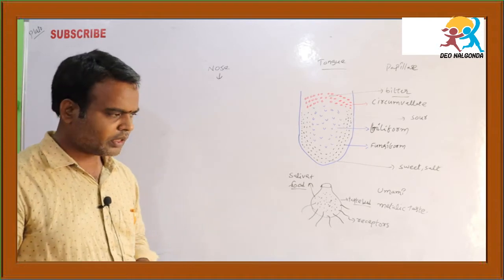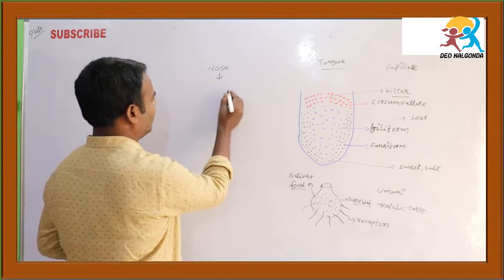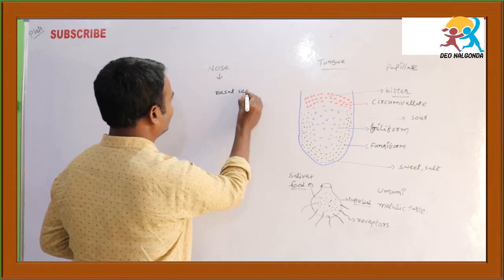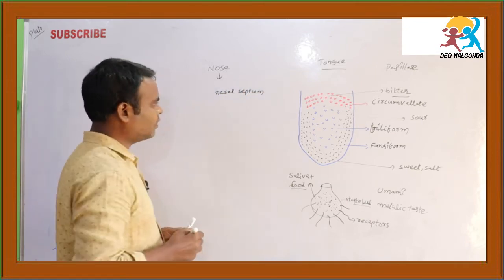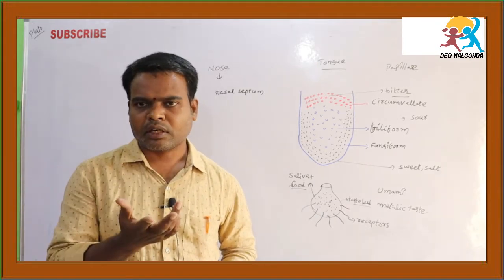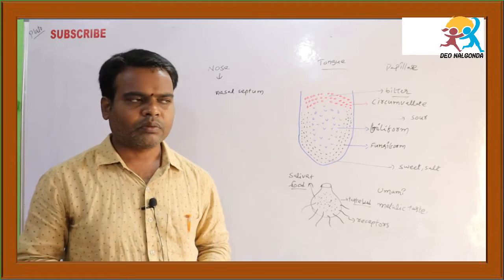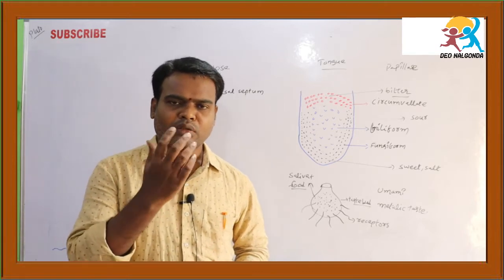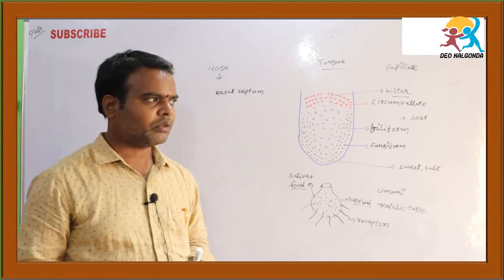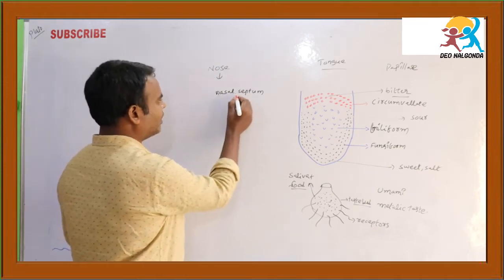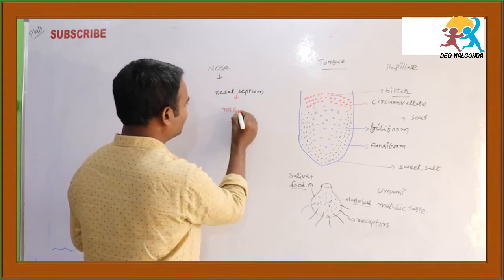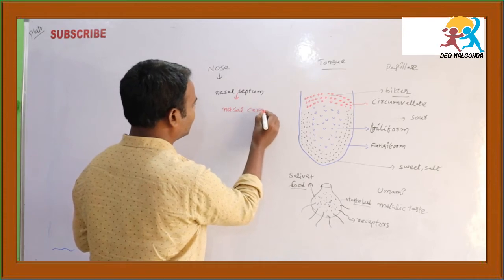So you know the nasal septum, all of you know about it. So what is the nasal septum? When you see the external nose region, our nose opens through the external nares. Inside the nose you find two chambers, called nasal chambers or nasal cavities. The two nasal cavities are separated by the nasal septum. So how many chambers? Two.